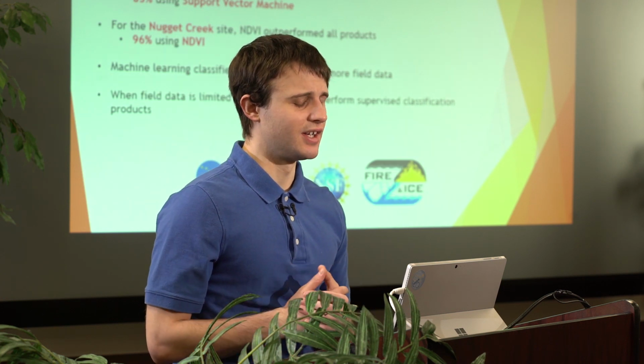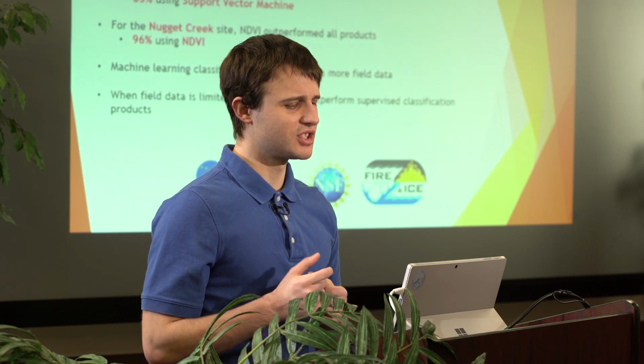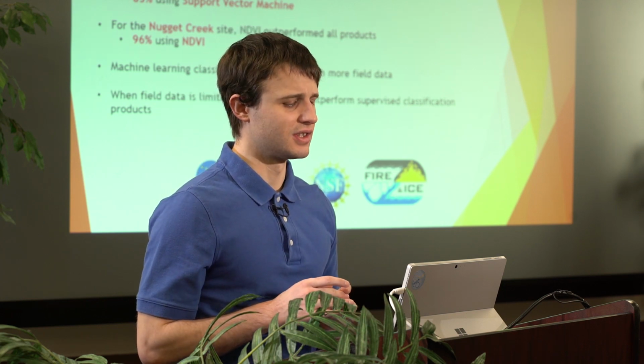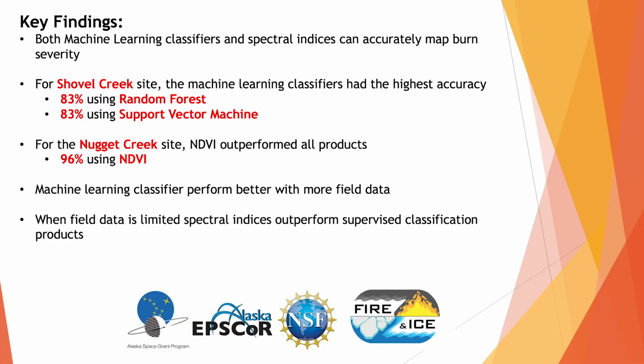So the big key findings from this research is that both the machine learning classifiers and spectral indices have the ability to accurately assess burn severity. For the Nugget Creek site, our NDVI outperformed all products, including the machine learning classifiers and the delta indices.